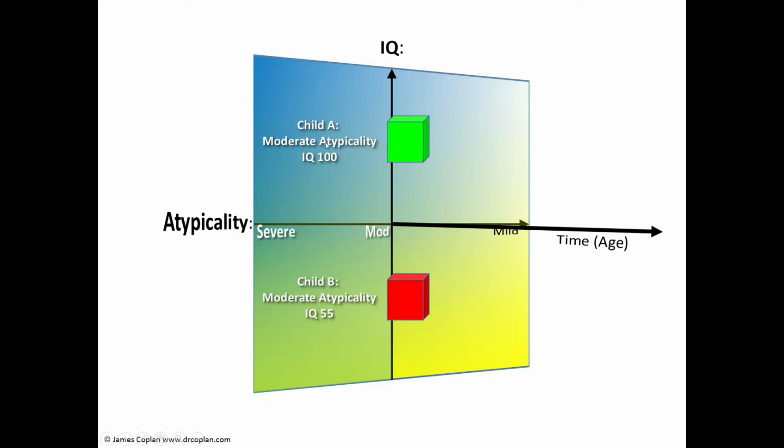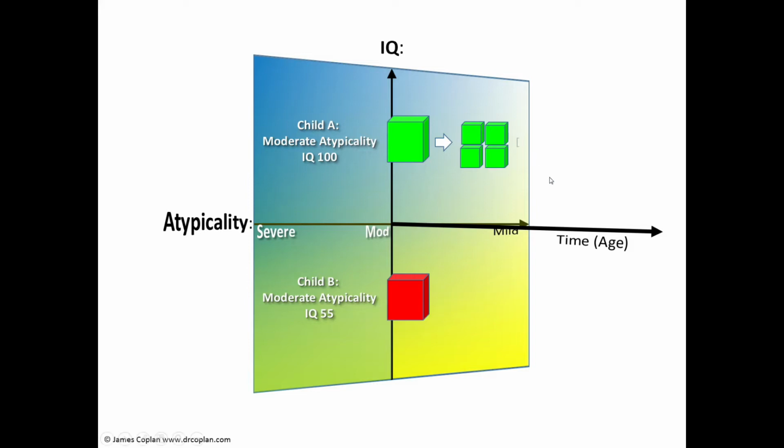Child A has moderate atypicality, so they're kind of at the midpoint along the x-axis, moderate. They have the same degree of atypicality, the same degree of autistic features. But this child has an IQ of 100, whereas this child has an IQ of 55. And then what happens?